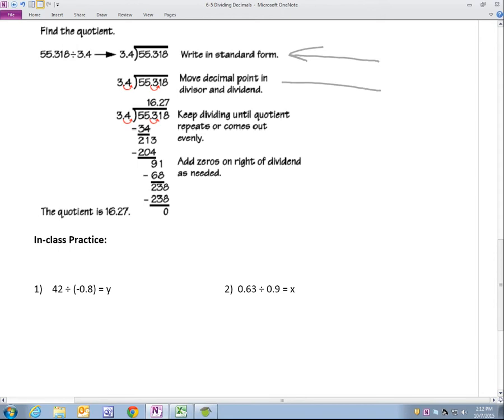Then you move the decimal point in the divisor and the dividend. In this situation, it's only going one time because it's 3.4. So 55.318 becomes 553.18. Then you're just going to keep dividing until the quotient repeats or it comes out evenly.